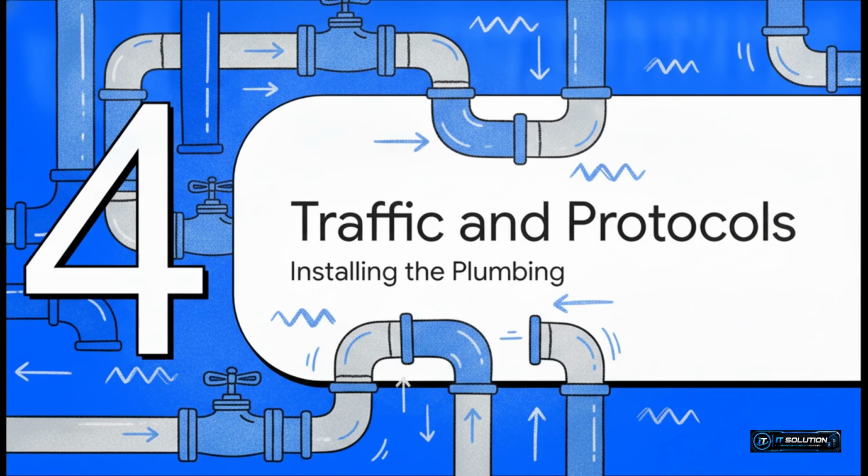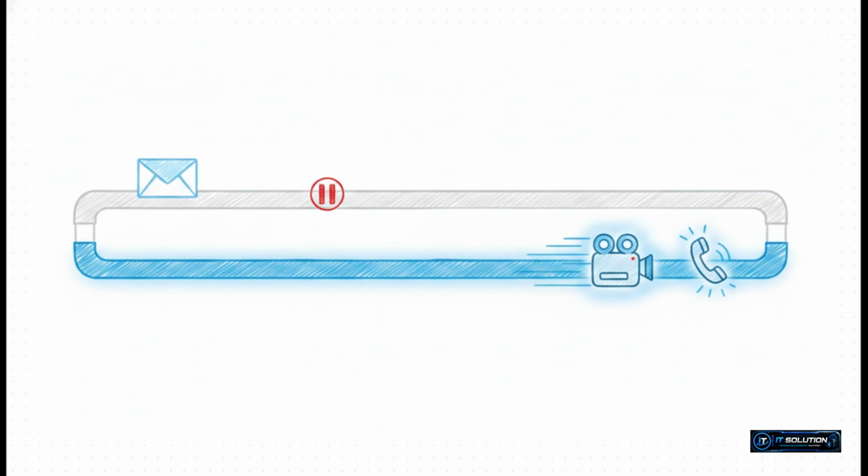Which brings us to Section 4, Managing Traffic and Protocols. Installing the plumbing. With the rooms mapped out, we need to talk about how traffic flows. Think about standard data traffic versus voice and video. If someone is downloading an email and it pauses for half a second, they won't even notice. But if a video conference drops packets for that same half second, the call becomes chaotic and jittery. If you don't prioritize real-time traffic over standard data, your voice and video are going to suffer from extreme lag. This is why configuring quality of service, or QoS, is an absolute necessity, not just a nice-to-have.